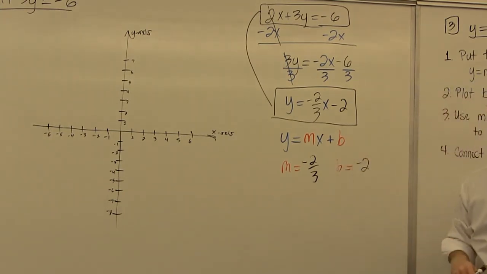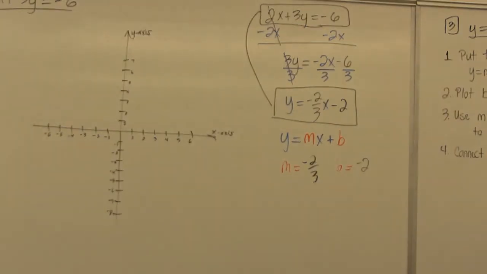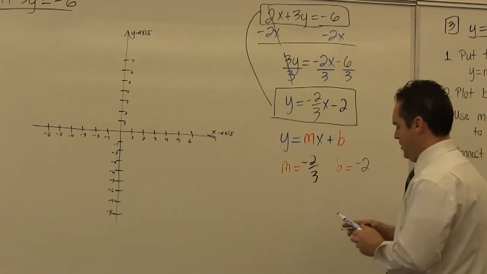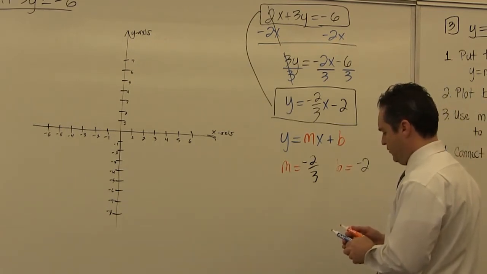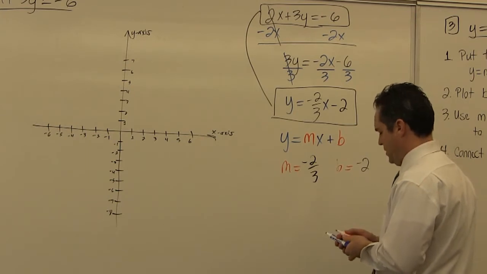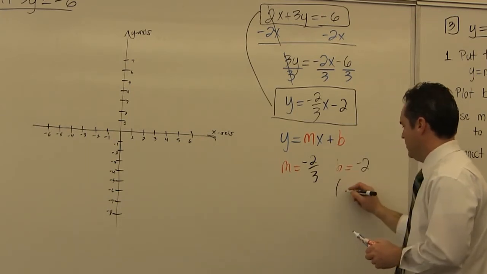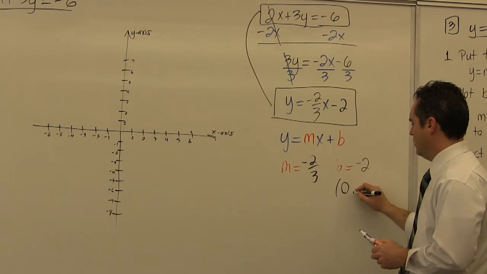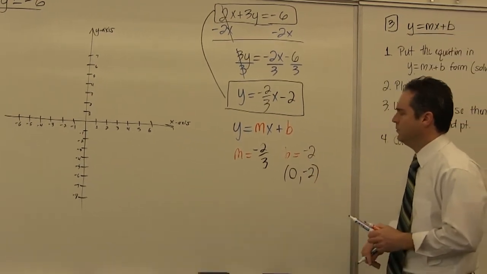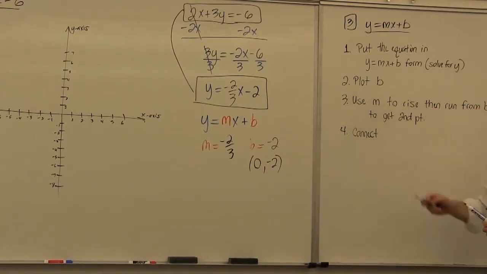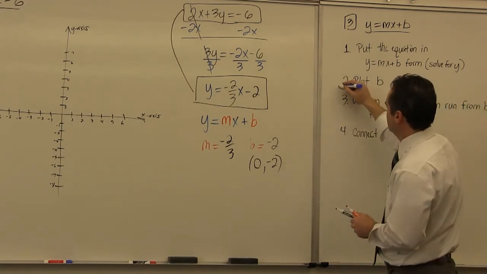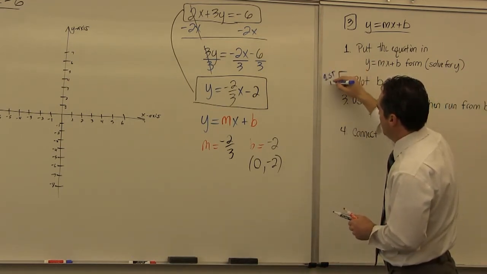Now, do you remember what b is? We learned this. b is your, that's right, your y-intercept. So this is not just simply negative 2, but it's an ordered pair. This is 0, comma, negative 2. So step number 2 here says plot b. Right now, we have 1 point. This is our first point.